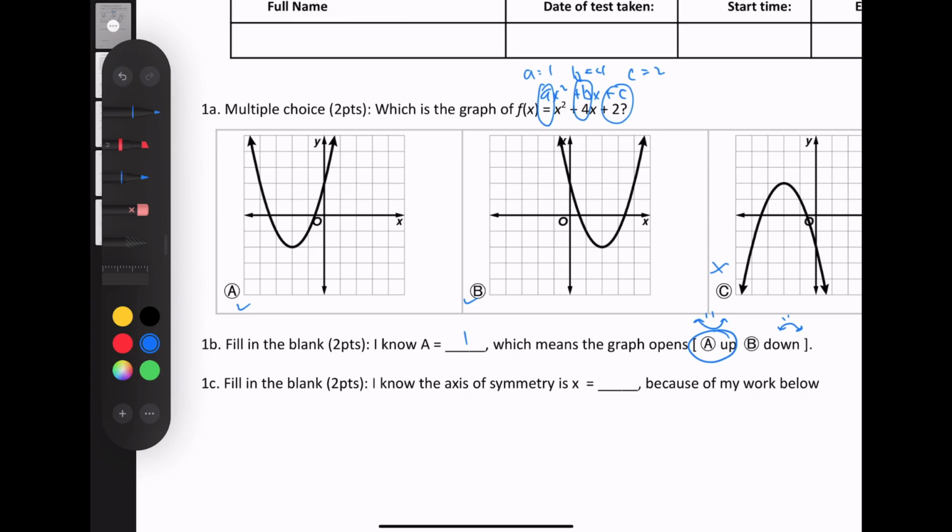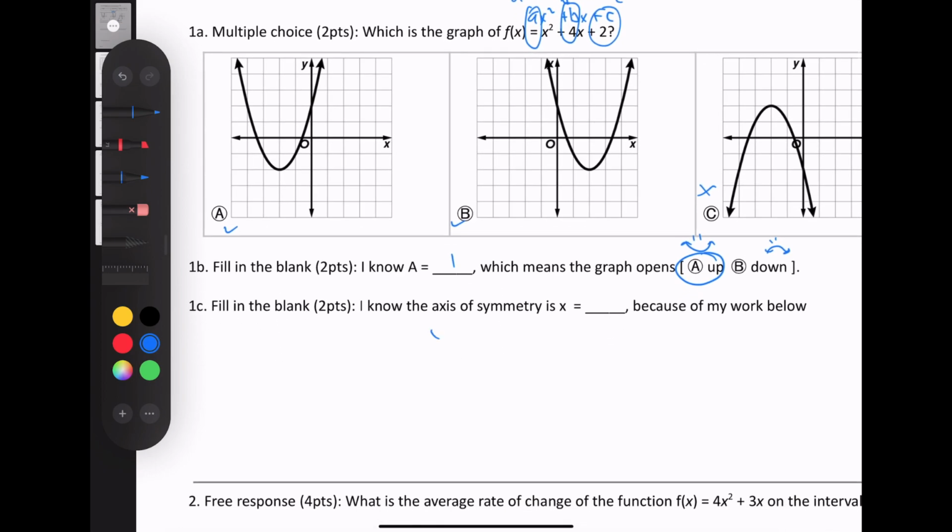1c, fill in the blank. I know that the axis of symmetry is x equals negative b over 2a. My b value is 4 over 2 times my 1 value, so x equals negative 2. Axis of symmetry, where x is negative 2, is basically this yellow line here. And so therefore your answer is A.